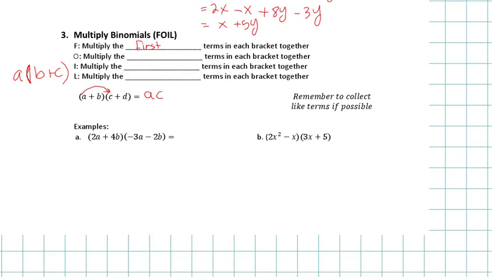O stands for outer. So your outer terms. Out of the a plus b and then c plus d, can you tell me which ones are your outer terms? A and D. These are your outer terms because they're outside. Then you're going to multiply a times d.